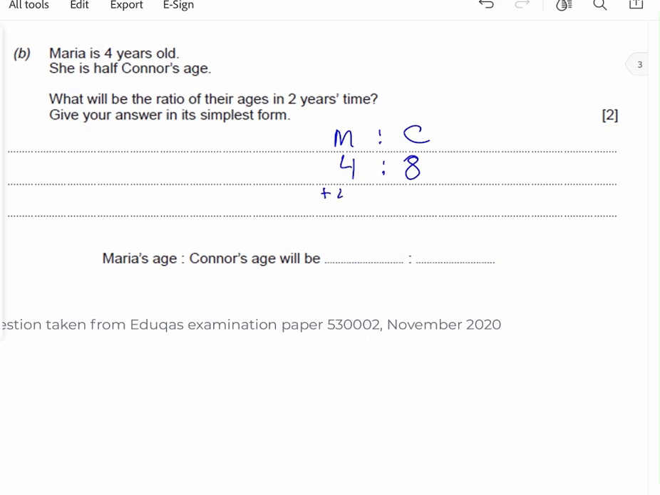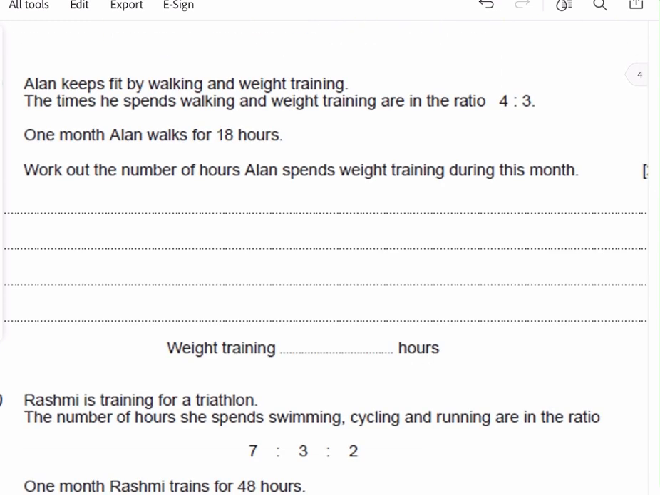So in 2 years' time, we're going to just add 2 to both. There will be 6 and 10. And if we simplify it, that means we're going to divide each number by 2 because 2 goes into both. And that will give us the simplified ratio 3 to 5. Okay, let's look at the next question.